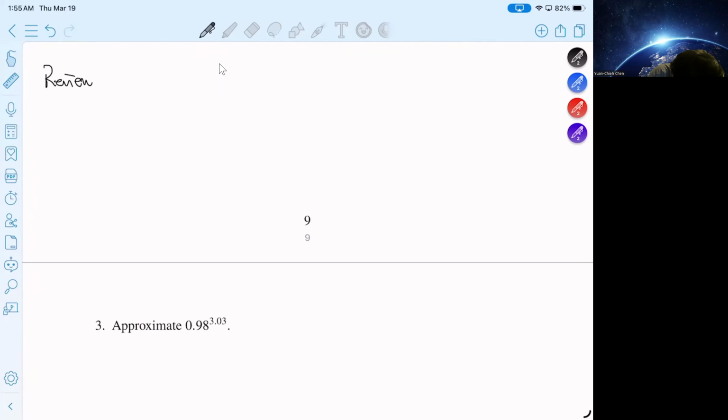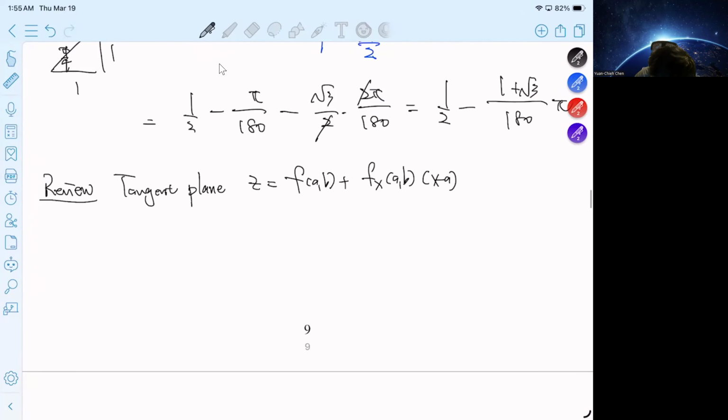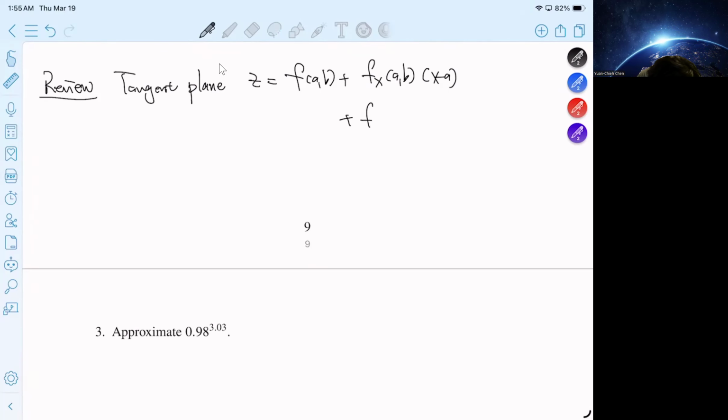To review, we have the tangent plane equation z equals f(a,b) plus f_x(a,b)(x minus a) plus f_y(a,b)(y minus b). So this is my tangent plane. A linear approximation is just that. We want to approximate something, and we use a point close to (a,b). So L(x,y) at (a,b) is just the tangent plane.